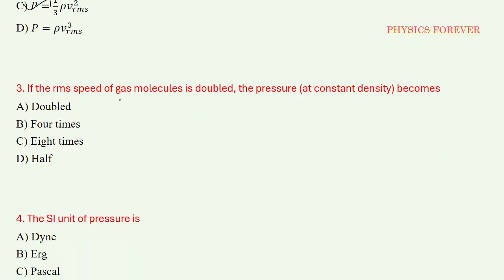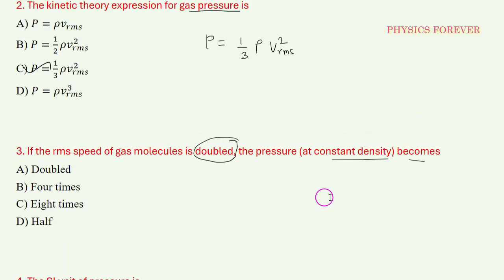If the RMS speed of gas molecules is doubled, what does the pressure become at constant density? From the previous question, pressure P is equal to 1 by 3 rho times the root mean square velocity squared. Here the RMS speed is doubled, so squared it becomes 4. So the pressure becomes 4 times. So option B is correct.